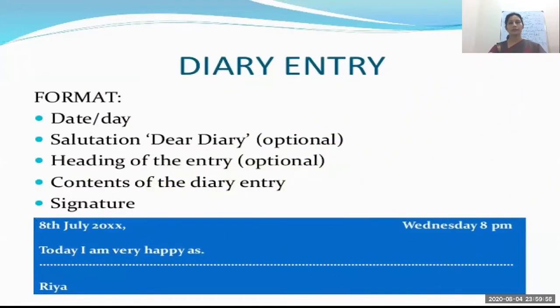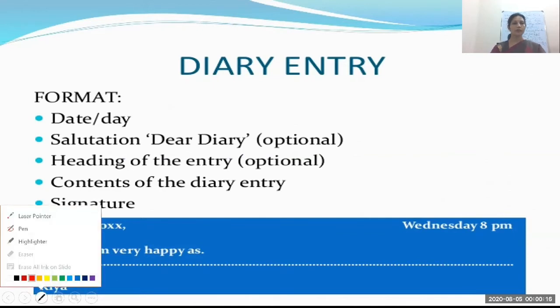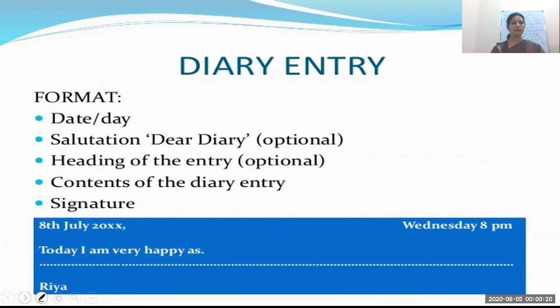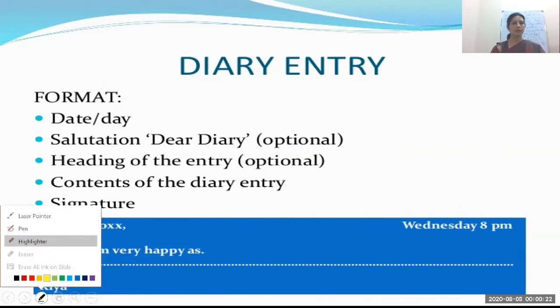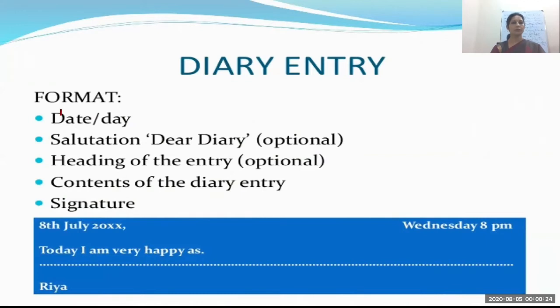And I told you that Anne Frank used the pet bird Kitty for her diary. So she used to write Dear Kitty while beginning the diary entry. Now children, this is the format for a diary entry. So please pay attention here. Each and every point here is very, very important, children. So have a look here.